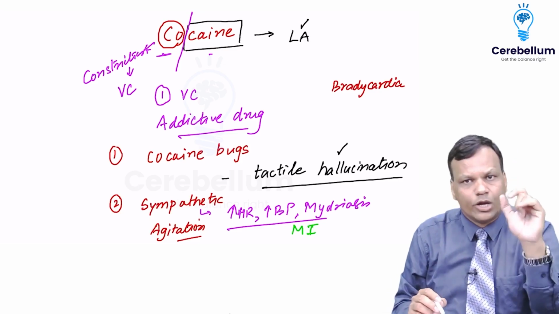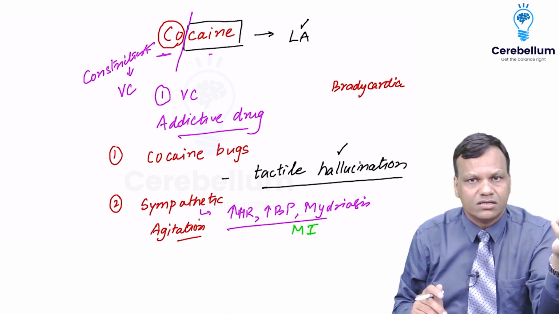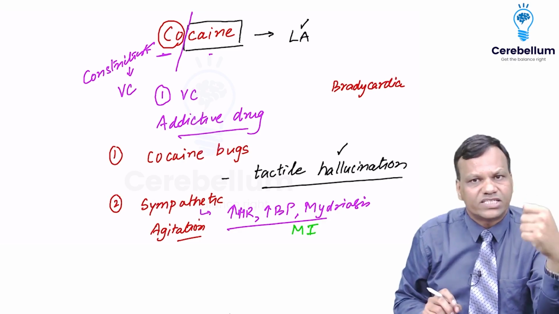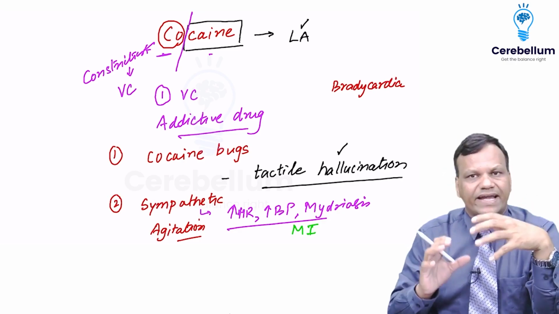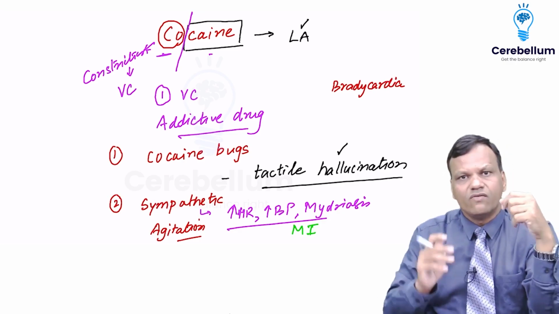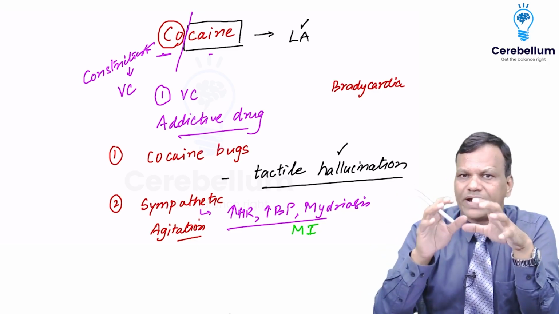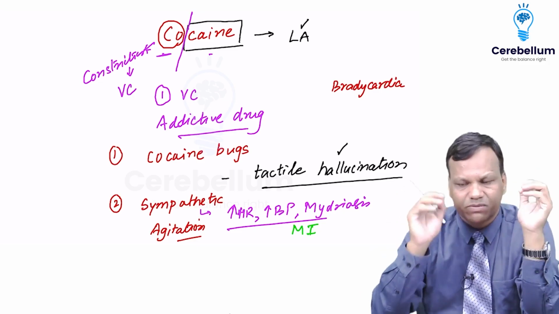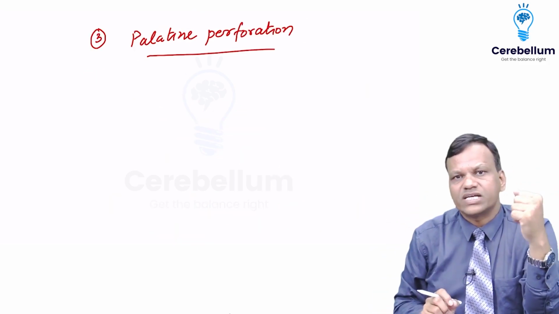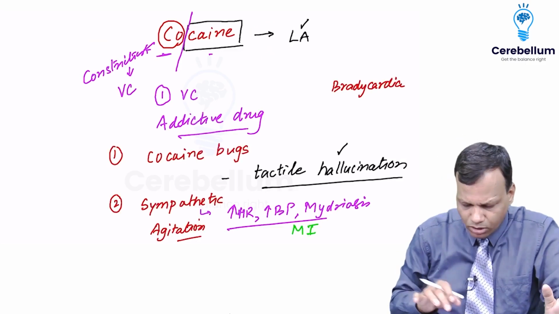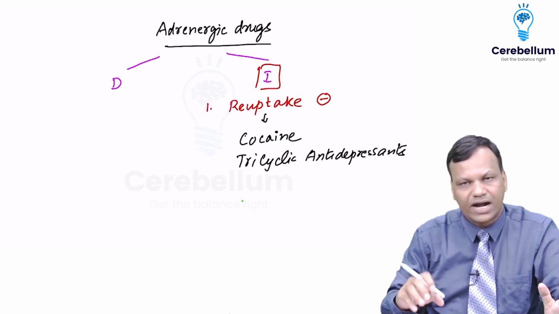Number one, it is a local anesthetic which increases BP. Other local anesthetics decrease BP. Second, which type of hallucinations are seen? These are tactile hallucinations. And third, which is not seen in cocaine overdose? It is mostly bradycardia is the answer. Remember, sympathetic symptoms are mostly seen. And lastly, which addictive drug causes palatine perforation? It is cocaine. Okay, so all these points are important to remember regarding cocaine.